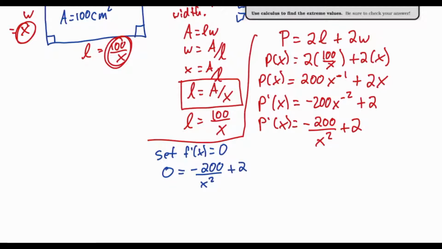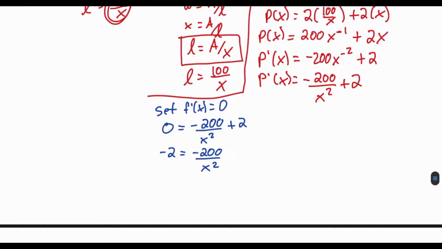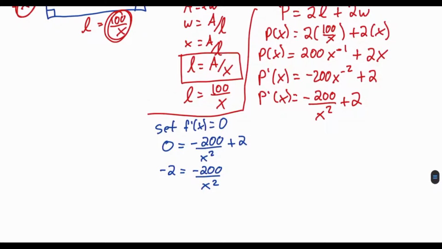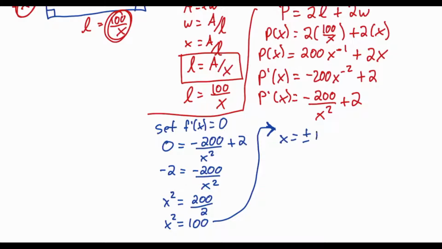So let's rearrange. Negative 2 equals negative 200 over x squared. I'm not going to show all my steps here because we've been solving equations since grade 9. So we should have a feel for this. But x squared is going to equal 200 over 2, or x squared is going to equal 100. And we're going to take the square root of each side, and we're going to see that x is equal to plus or minus 10.